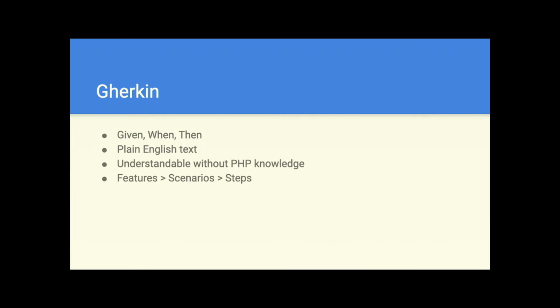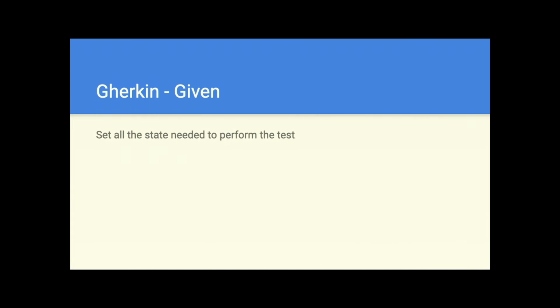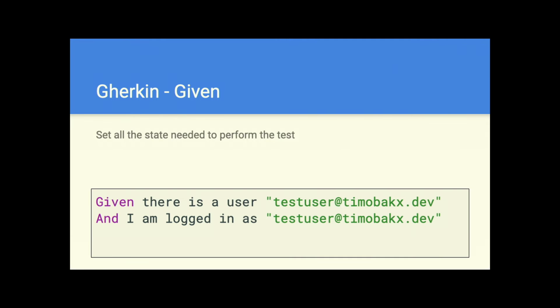It's understandable, and your tests will be structured in features, and each feature has one or multiple scenarios, and in each scenario you define a bunch of steps. We'll go into the given first. You set up all your state. We usually start with an empty database. We make sure that there is something in that database that we need for that test. And sometimes we prepare the headers that we need to send during our test.